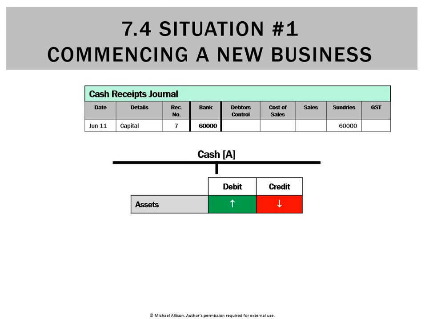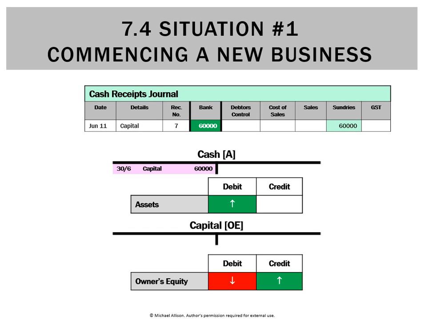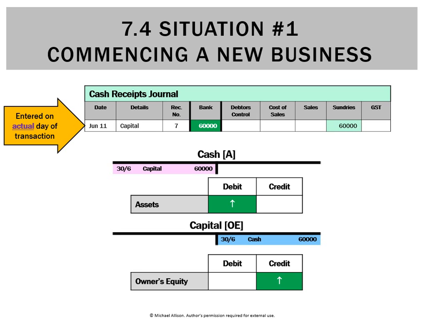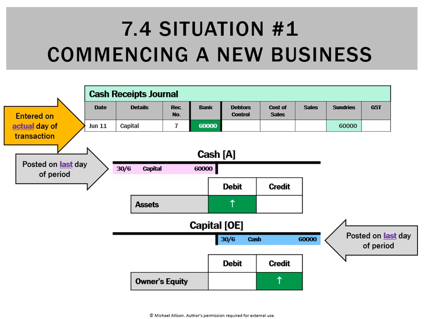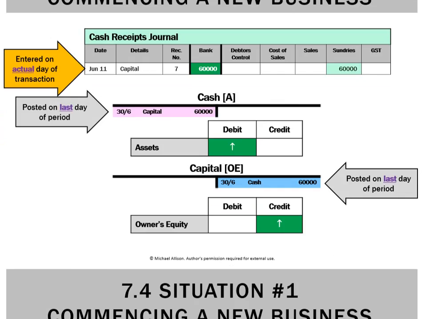Posting now to the ledgers, we've got a bank column of $60,000. That'll make cash at bank go up, like so. And the capital column in sundries will make capital increase, like so. The two accounts will reference each other. Looking at the dates, journals always use the actual day of the transaction, but the general ledger will always use the last day of the period.